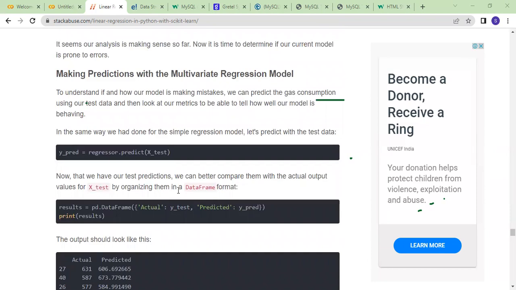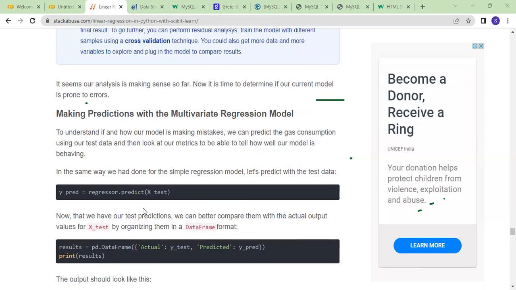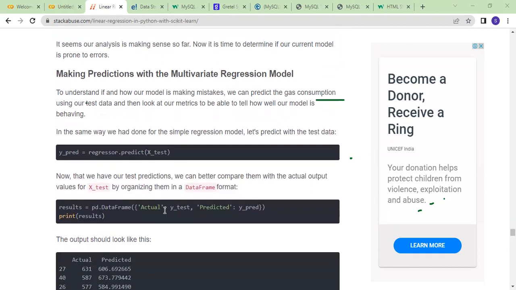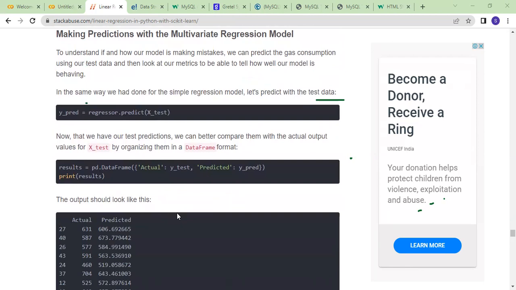In the same way as we did in simple linear regression, with the same code, we have to evaluate the model. We build the model using the train set and test set. After that, we predict with the X test, and the result is Y pred. So y_pred is equal to regressor.predict(X_test), and then we compare the predicted value with the actual value.